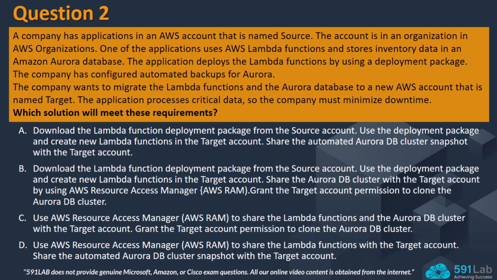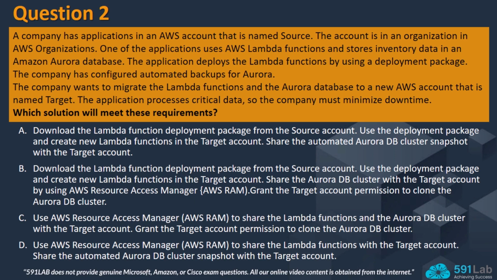Option C. Use AWS Resource Access Manager to share the Lambda functions and the Aurora DB cluster with the target account. Grant the target account permission to clone the Aurora DB cluster. This option shares both the Lambda functions and the Aurora DB cluster with the target account using AWS RAM. Granting permission to clone the Aurora DB cluster ensures that the target account can create a replica of the database, facilitating a seamless migration with minimal downtime.